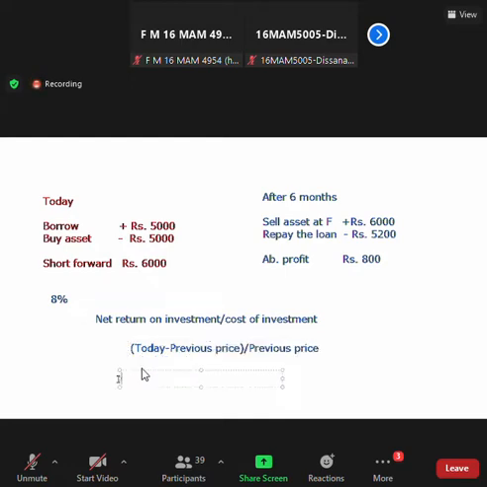Holding period return equals closing price divided by opening price. Right, to find the holding period yield, this minus 1. Don't tell me you don't know these things.